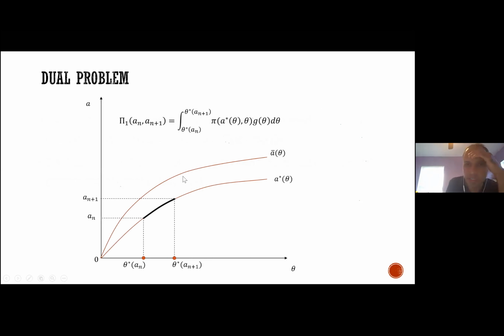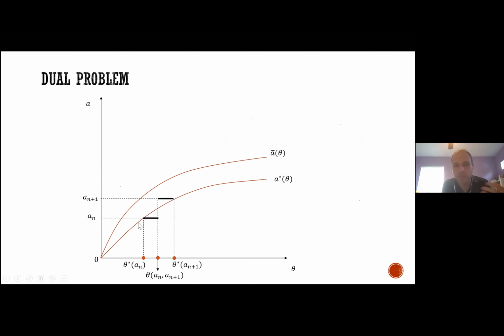So let me show you the pictures. If the mechanism were continuous between a n and a n plus 1, then the principal's expected payoff over the corresponding interval, where theta star is the inverse of the a star function, is basically pi 1. So here the decision maker in my dynamic problem is moving smoothly, or sliding smoothly, between a n and a n plus 1. That's why I'm calling it a slide.